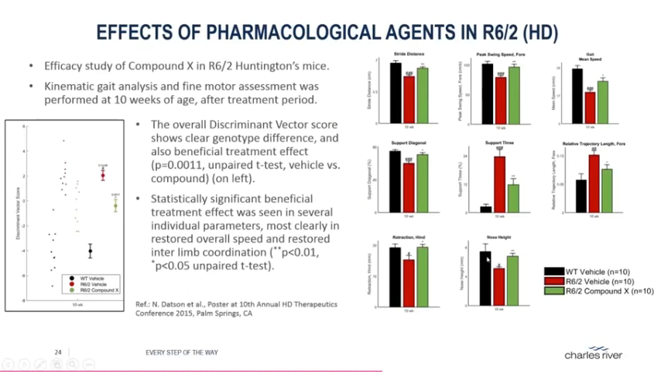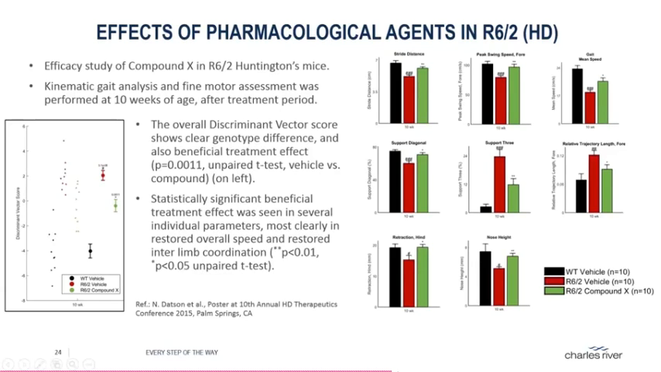swing phase. Here we then present part of published data with beneficial treatment effects on fine motor and gait kinematics in 10-week-old R62 mice. The overall discriminant vector score on the left shows clear genotype difference and also beneficial treatment effects. On the right are presented a few individual parameters with significant genotype and treatment effects.